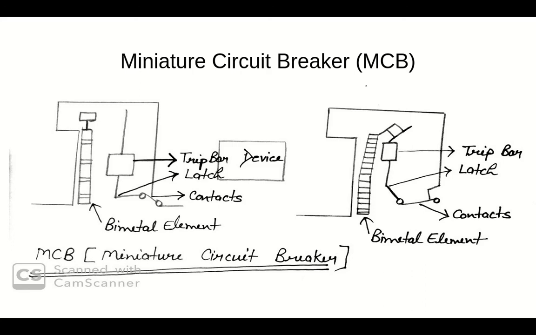In most MCBs, a combination of both magnetic and thermal tripping mechanisms is implemented. An arc is formed when the contacts start separating. This arc is forced into arc splitter plates via arc current. Hence the arrangement achieves arc extinction. This is the working principle of miniature circuit breaker.